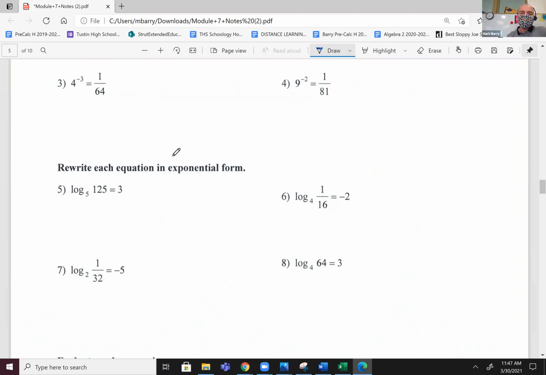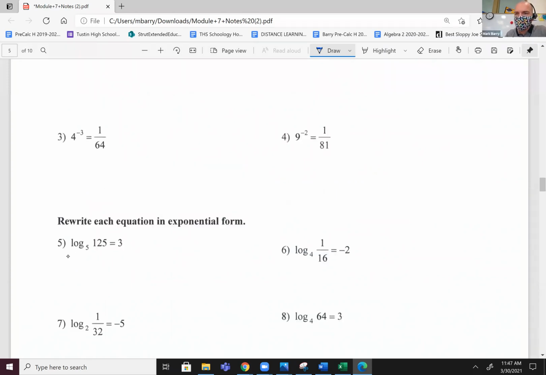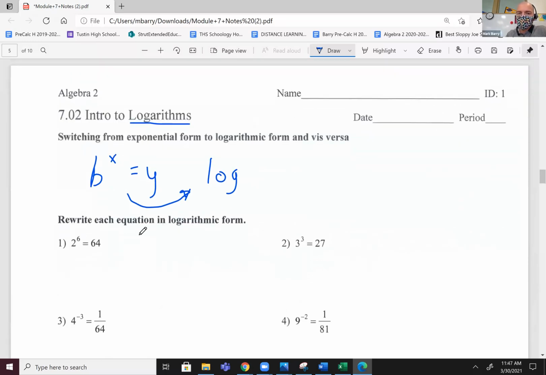In this case, the base of this log right here is 5. The base of this log is 4. The base of this log is 2, okay? So we're going to get back to those in a minute, but that's how it's written, as a subscript, a small letter or number that is below the normal ones, and it's right after the log.